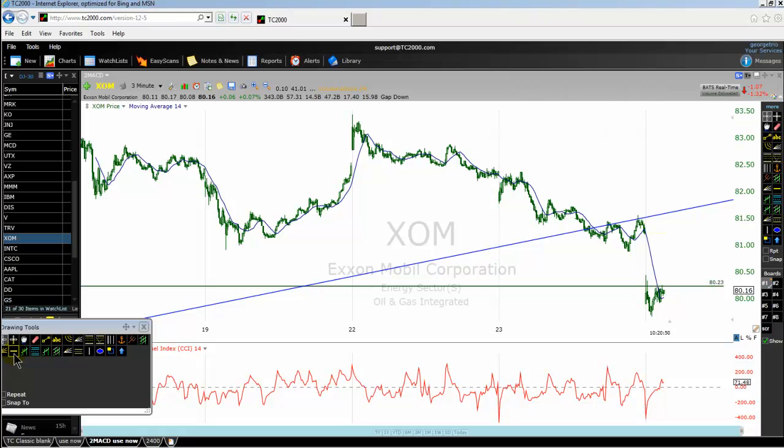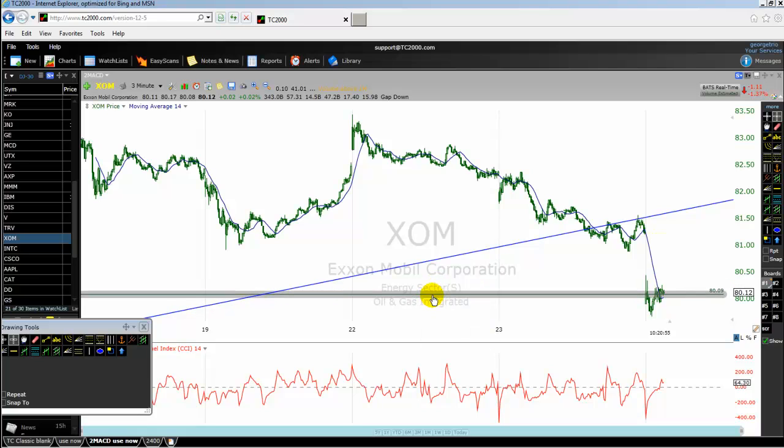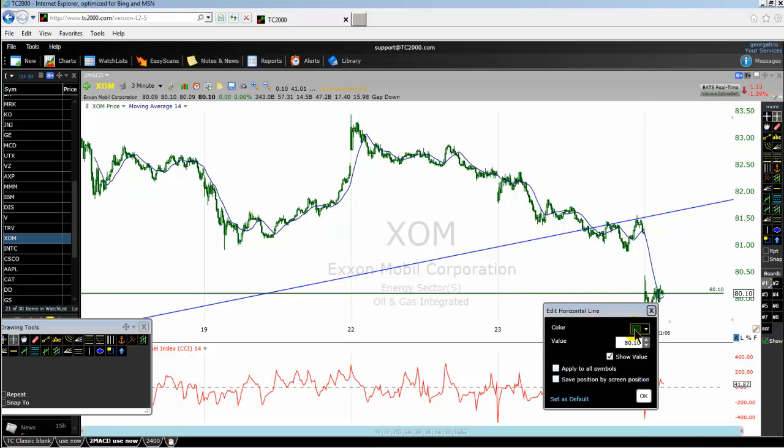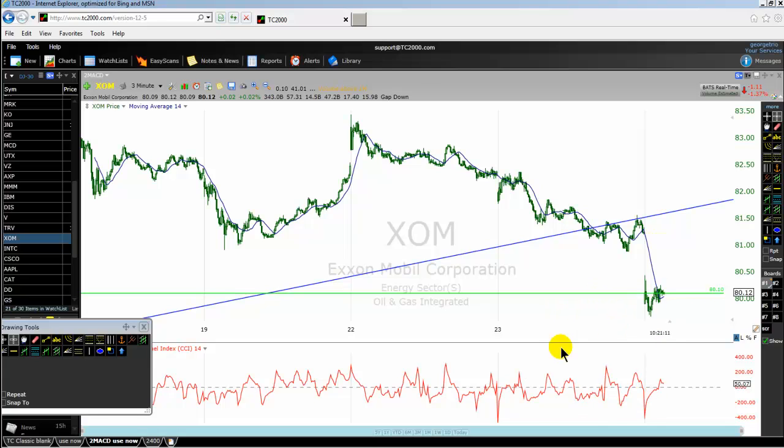Let me put a line there at my entry point. And I'm going to set my stop loss, 8010. That was my entry. Okay, that's it. That's my entry there. I'll color it in green. Green is beautiful. Okay, that's my entry there.